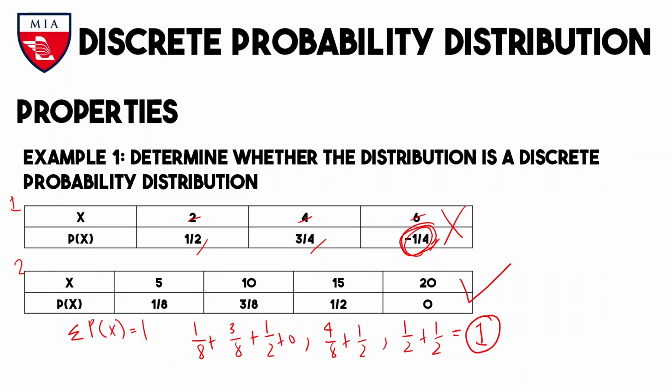So that's how we determine whether a certain distribution table is a discrete probability distribution or not. Remember the two properties, because if you don't know the two properties, you can't determine a certain table. Again, the values should be non-negative and the maximum value is 1. And always remember, the summation of all probabilities is always equal to 1. Remember the two properties.